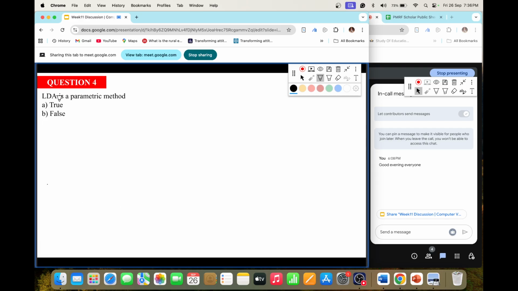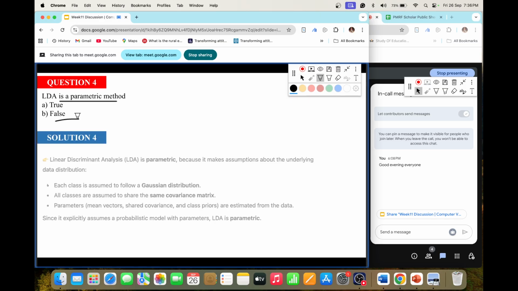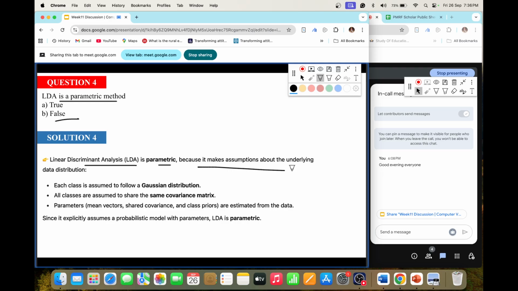LDA is a parametric method. Option A true, option B false. Yes, LDA is actually a parametric method. LDA, linear discriminant analysis, is parametric. Again, it is a theory question. It is parametric because it makes assumptions about the underlying data distribution.